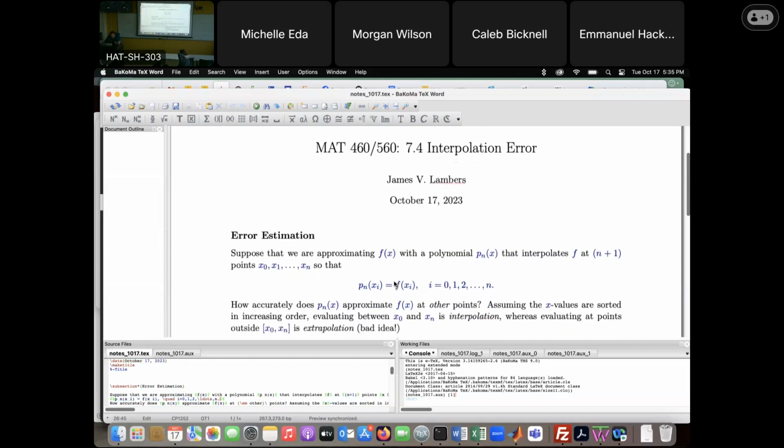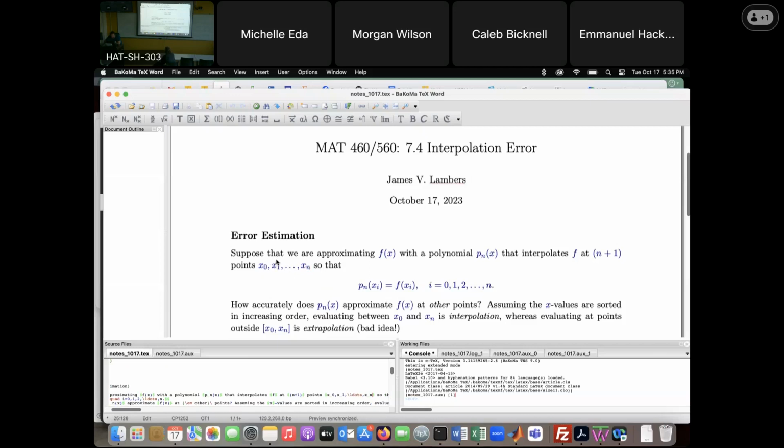But then what we want to be able to do is evaluate our interpolating polynomial at points in between these x values. And for a given function f of x, how accurately does this polynomial approximate f of x? So one thing to keep in mind is, for convenience, I'm going to assume that all the x values are sorted in increasing order, which in examples they generally would be anyway.